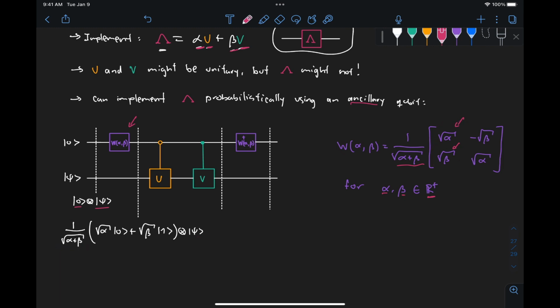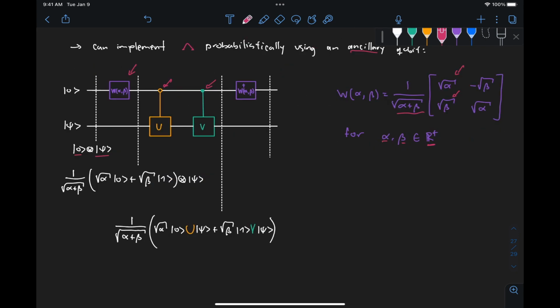Next, what we do is we apply the unitary u to state psi if the top qubit is 0 and the unitary v if the top qubit is 1. So what we're going to have after applying these two gates is going to be, again, the state square root of alpha 0. And now here for psi, well, we have u of psi, and then square root of beta times 1, and then v times psi. So all we did was we replaced our state psi here by the application of u when the auxiliary qubit is 0, and the application of v when the auxiliary qubit is 1.